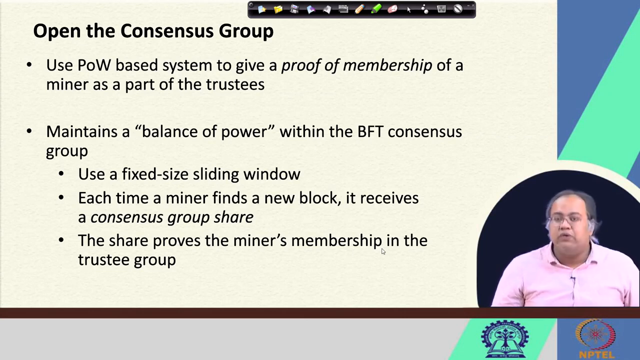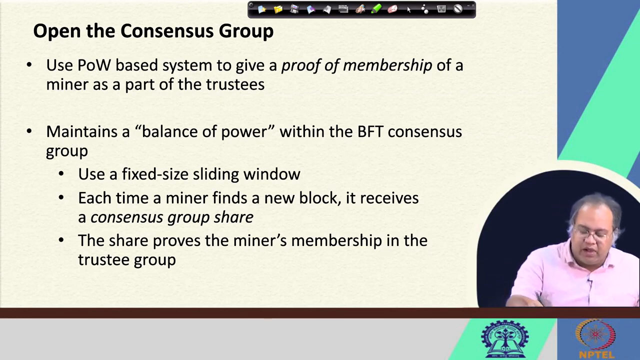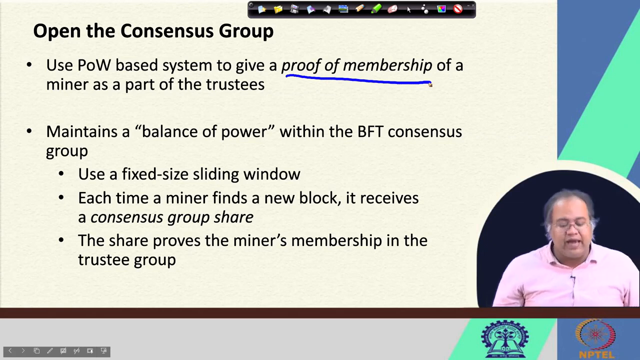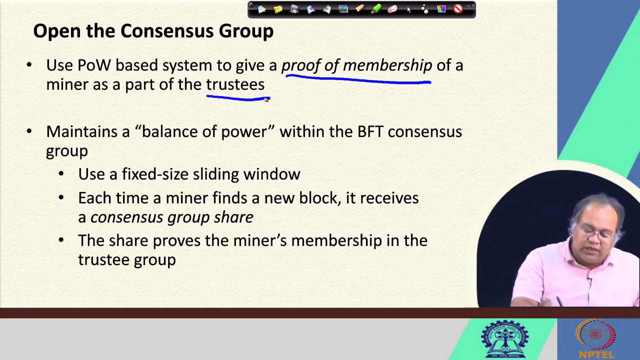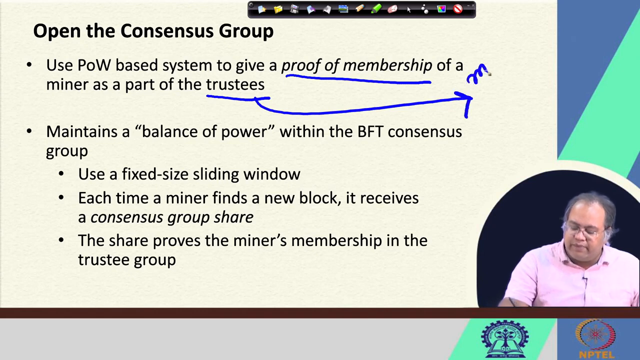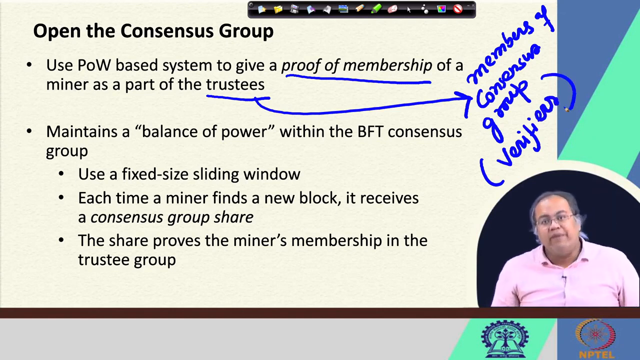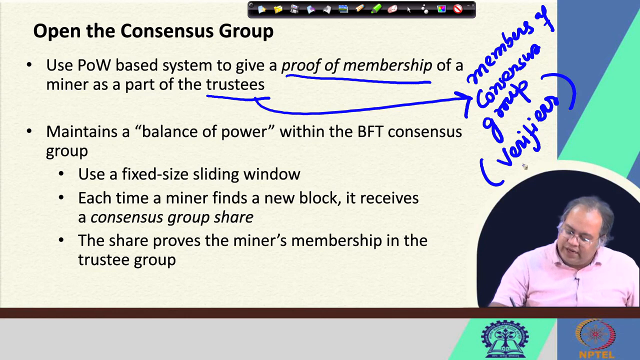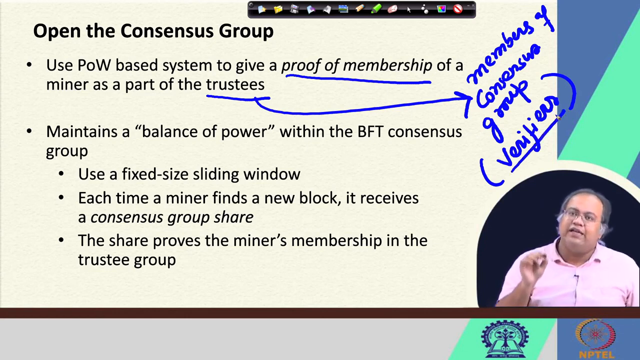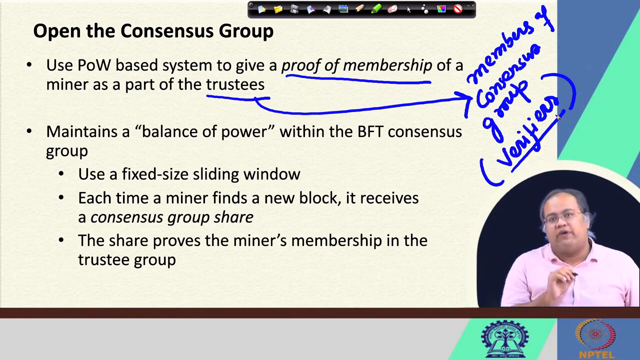Well, what we can do is use a proof of work based system to give a proof of membership of a miner as a part of the trustees. So what are the trustees? The trustees are the members of the consensus group, or the set of verifiers that I was talking about earlier. So what I am going to do is select this set of verifiers, that consensus group, with the help of proof of work.